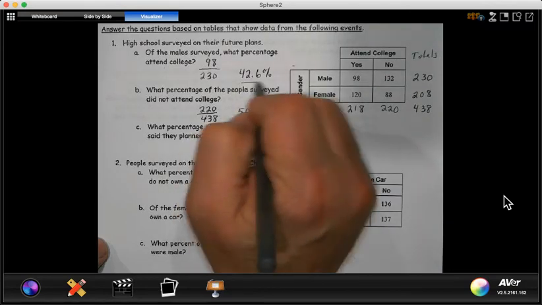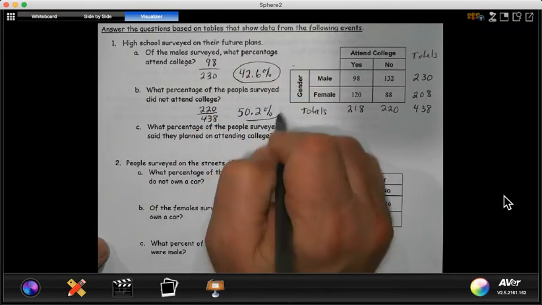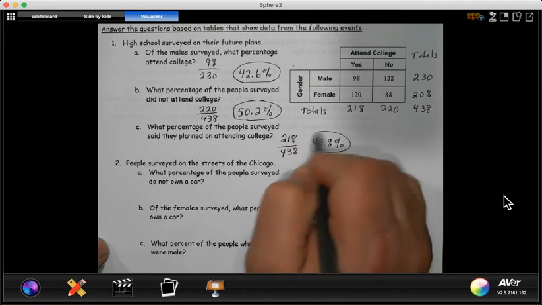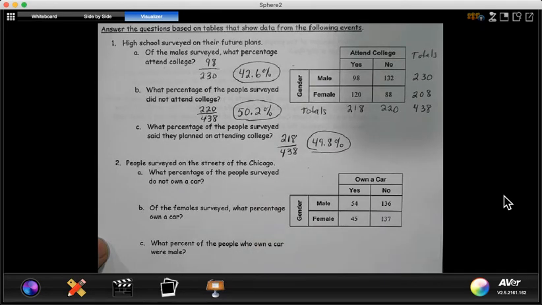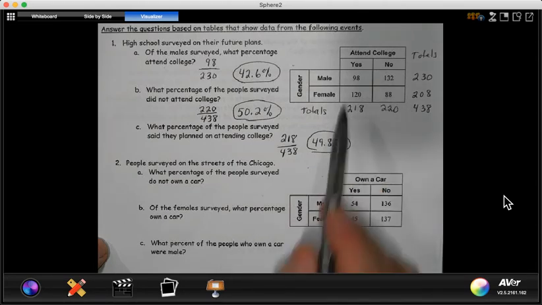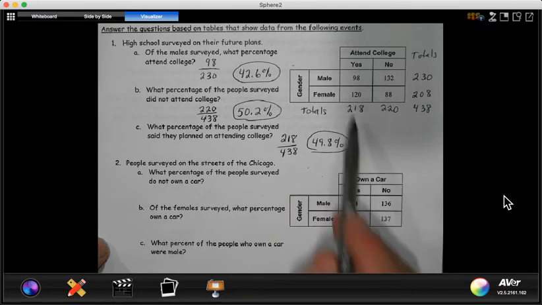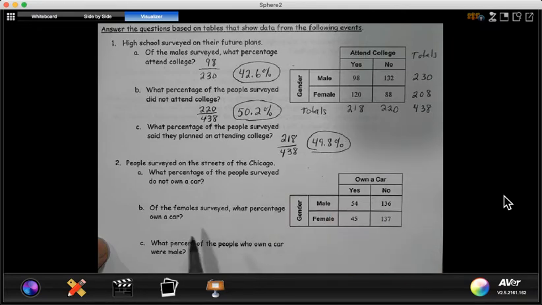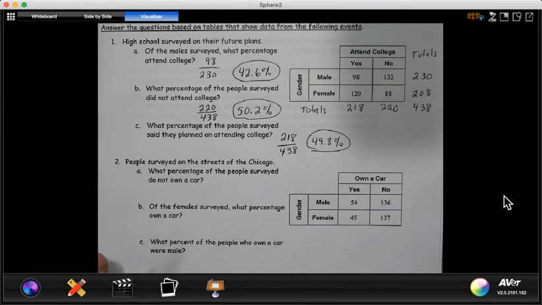Cool. So it's all about reading. There's all kinds of questions we could ask you, right? I could say, of the no's, what percent are female? That'd be 88 out of 220. Of the yeses, what percent would be female? 120 out of 218. So it's more about reading the table and answering the questions, okay?